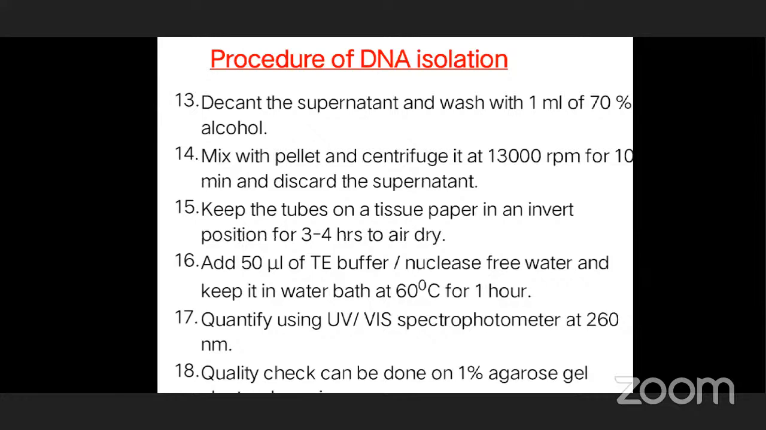Here recentrifugation is there. Then see the slides. Decant the supernatant, meaning discard the supernatant. Then wash with 1 ml of 70% alcohol. At the bottom, add the 70% alcohol to remove the impurities. By this process, a pure form of DNA will be isolated. Then mix the pellet, centrifuge for 10 minutes, and again discard the solution. This is used for the washing of the DNA.